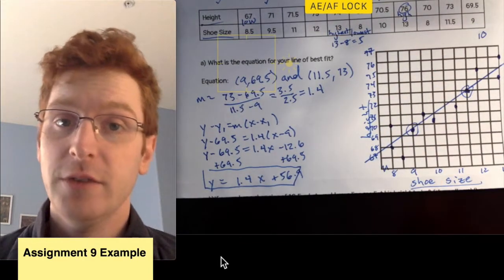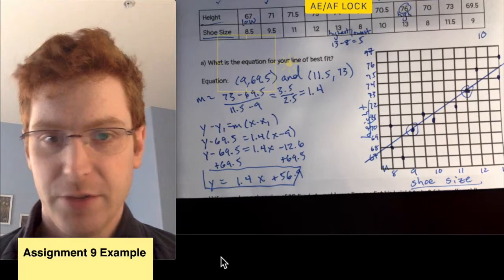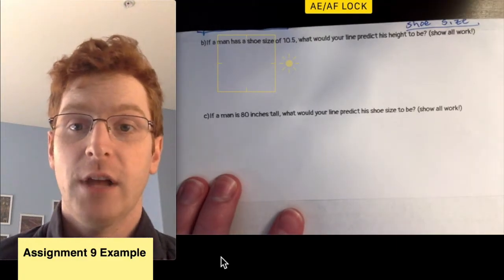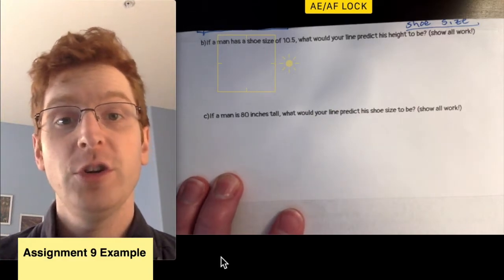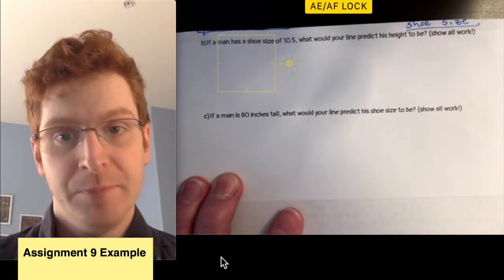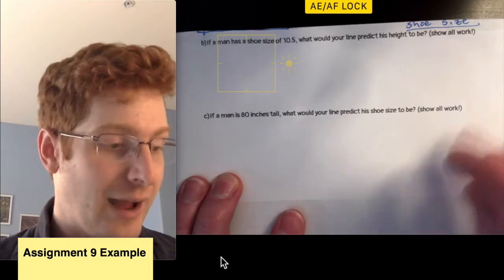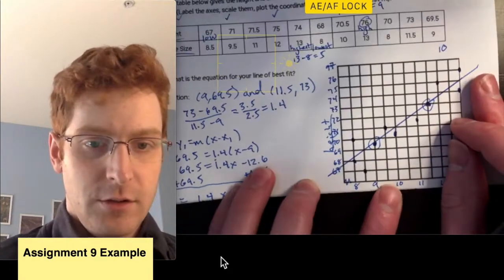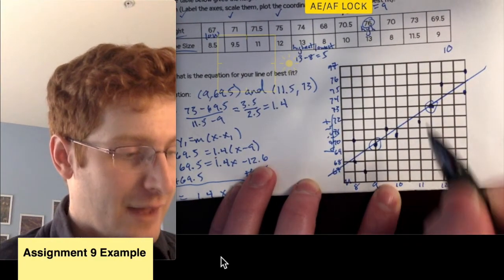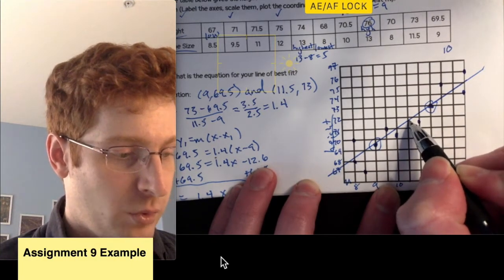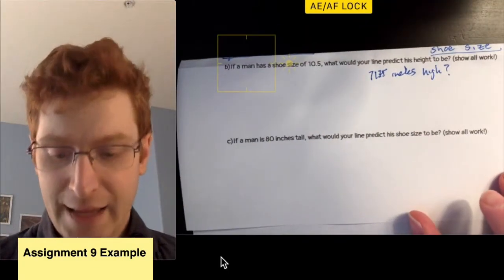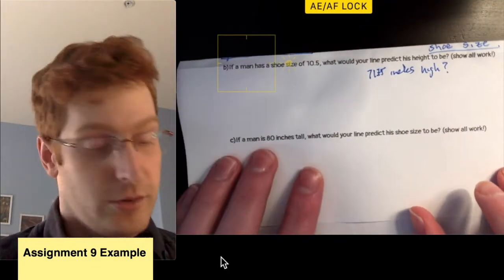Okay, we can now use this line to complete the rest of the problems. The first question says to use our line to determine, if a man had a shoe size of 10.5, what would you predict his height to be? Now we could use the graph over here to figure that out. If I had somebody at 10.5, I would say that the line here looks like they might be 71.75 inches high. So let's go ahead and use our equation to do that.